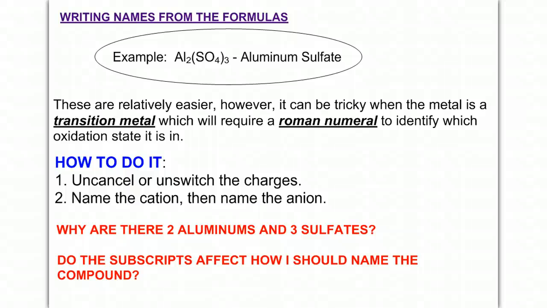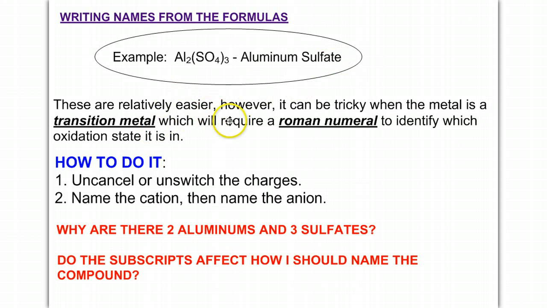This is the continuation for section 7.1, where prior to we learned how to write formulas of ionic compounds from their names, and now we're going to do the reverse. We're going to write the name of the ionic compound based on its formula. For example, given the formula Al2(SO4)3, you should be able to tell me that the name of this is aluminum sulfate.